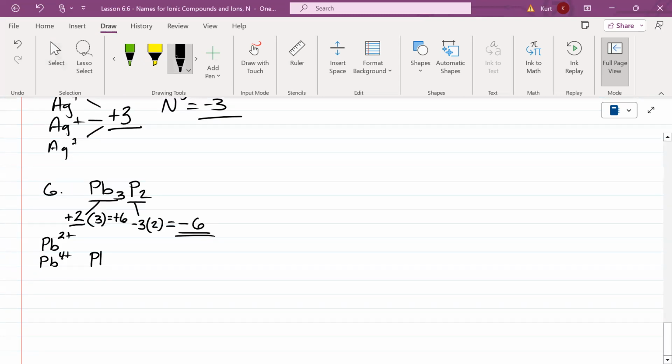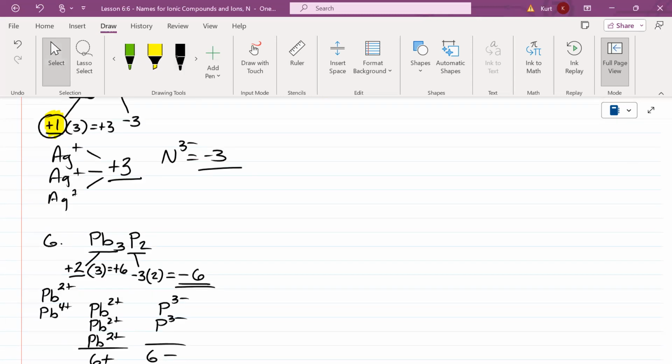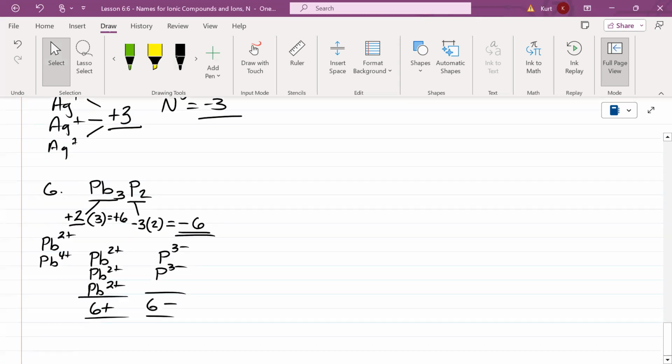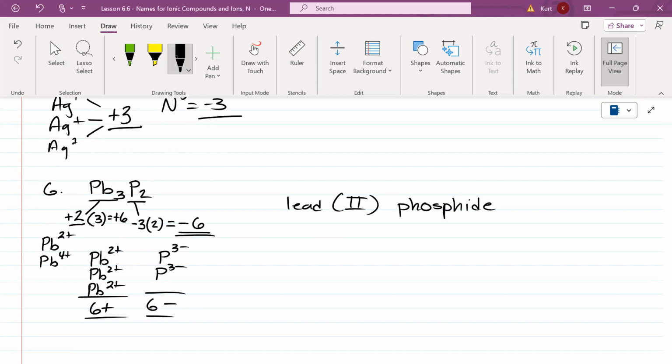So here's how it looks if you expand it. Lead 2, lead 2, lead 2. Positive 2 plus positive 2 plus positive 2 is positive 6. Then you have 2 phosphides, negative 3 charge, negative 3 charge. It's going to be negative 6. They cancel each other out. So this is going to be called lead 2 phosphide. It's 2 because each lead has a positive 2 charge. Here, here, here.